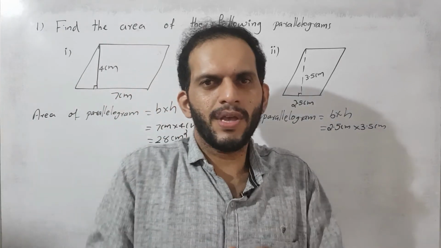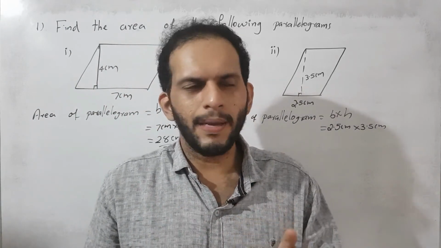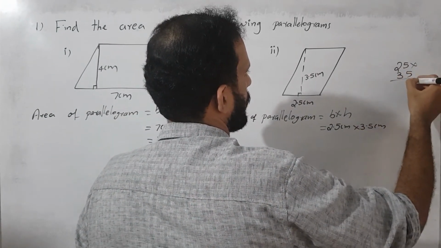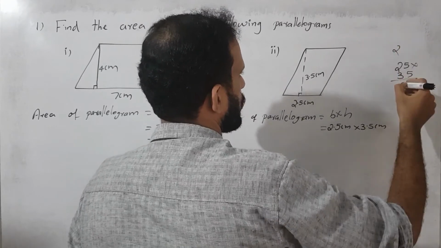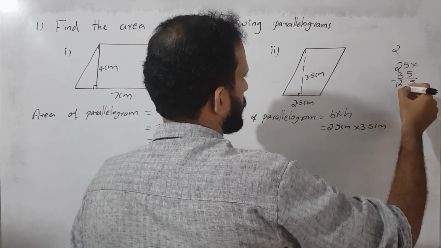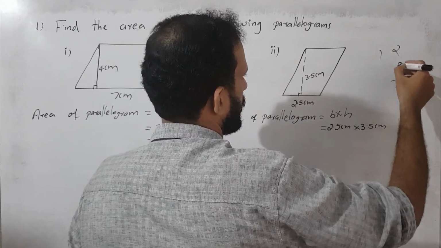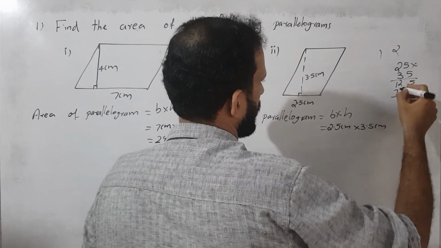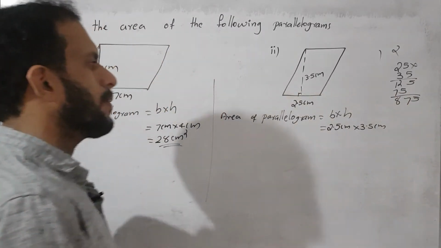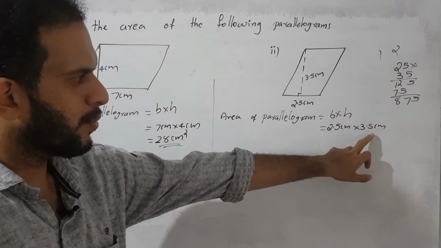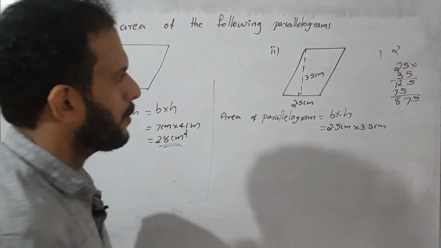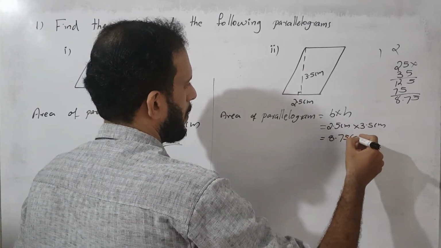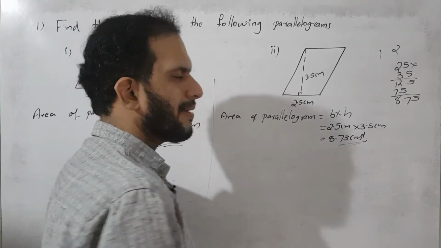Then what is the first step? We just ignore the decimal point and multiply 25 and 35. 5 into 5 is 25, carry 2, then 10. 10 plus 2 is 12. 3 into 5 is 15, carry 1, then 3 into 2 is 6, 6 plus 1 is 7. Then we put the decimal point after 2 places, correct? 2 digits, one here, one here. Then the answer is 8.75 square centimeter.